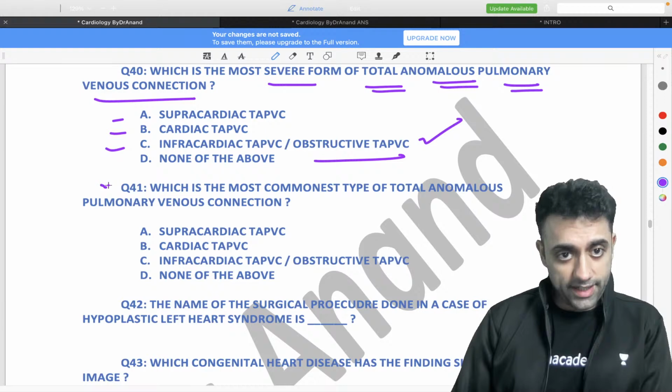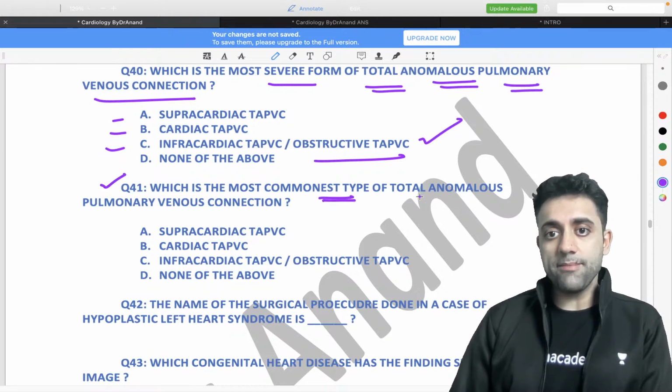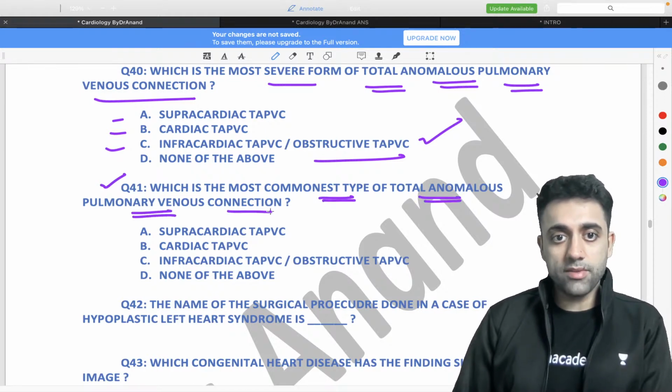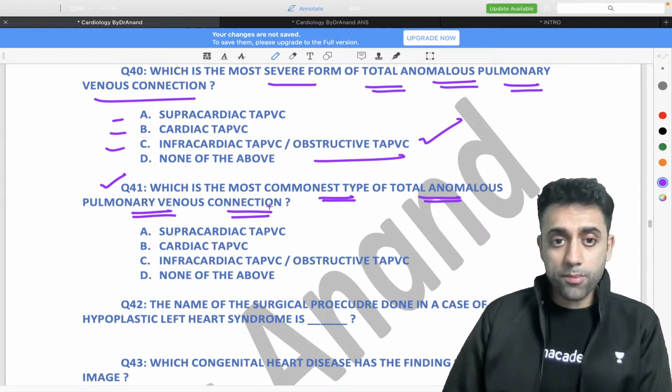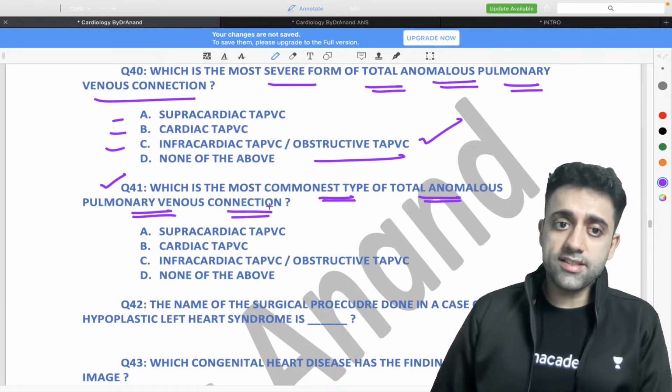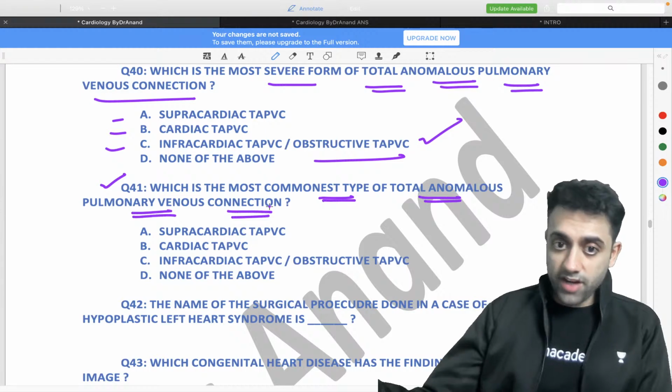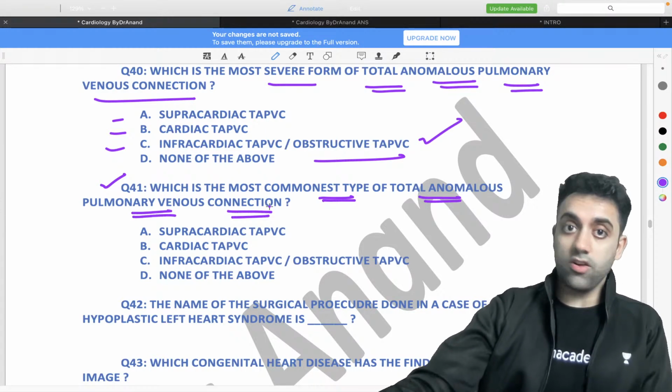Question number 41 is which is the most common type of TAPVC, total anomalous pulmonary venous connection. The options are supracardiac TAPVC, cardiac TAPVC, infracardiac TAPVC, or none of the above.